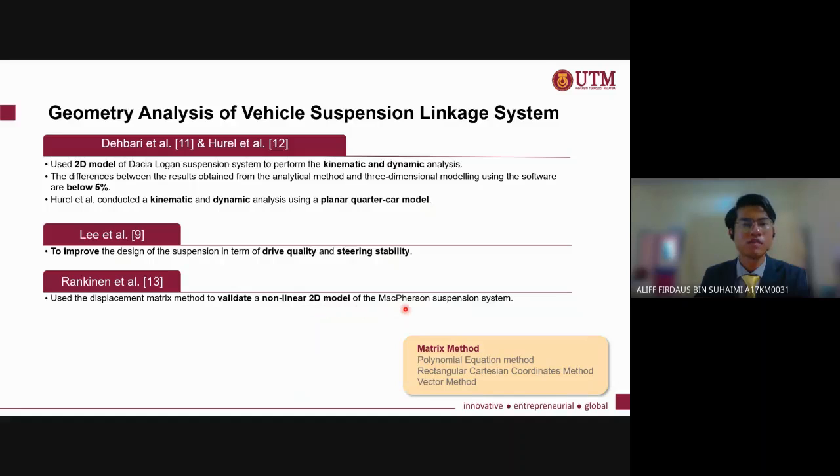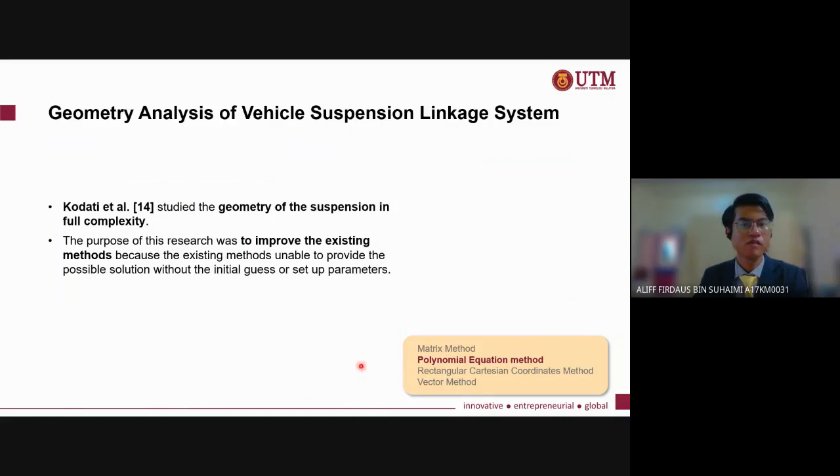the McPherson suspension system. So the kinematic analysis in his research does not show any significant difference, while for the dynamic analysis, the camber angle shows a very significant difference. This is caused by the simplification of the equation in the mathematical model.